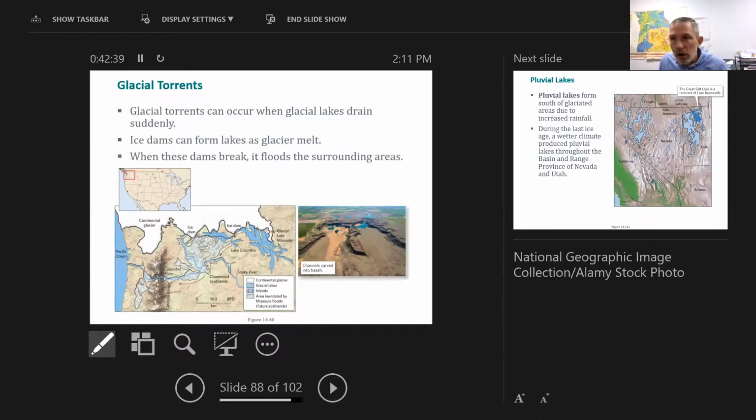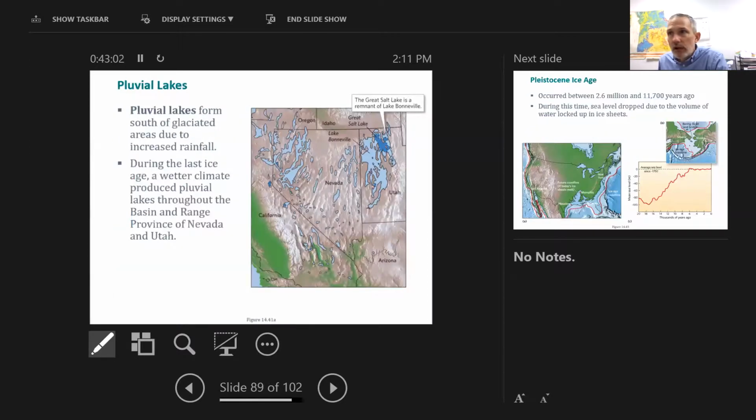Now, when those glaciers break, again, they create huge areas. Here's an image of some of the scablands, these channels carved out by this fast-moving water, creating these huge ice dams breaking and huge torrents of water flowing down.